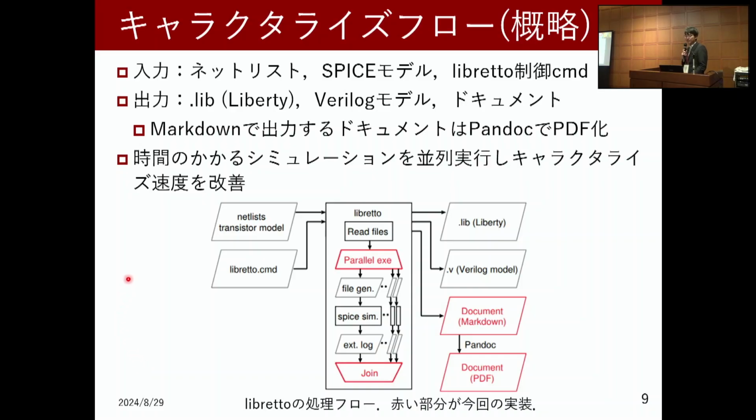Libretto needs two things. One is the netlist of the target cell, and of course the SPICE model is required. To control Libretto, we need a control file. Libretto reads this file, executes SPICE simulation in parallel, extracts the results, and finally generates a Liberty file. For Verilog simulation, it generates a Verilog model, and it also generates a datasheet of the library in Markdown format, which is converted to PDF.